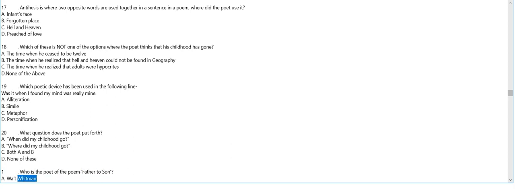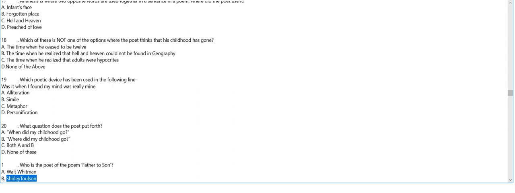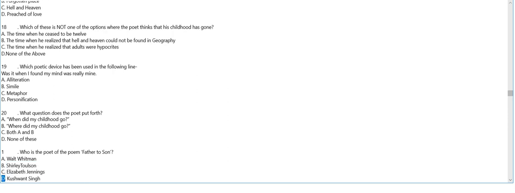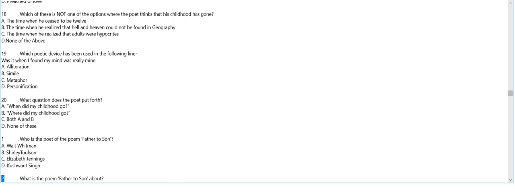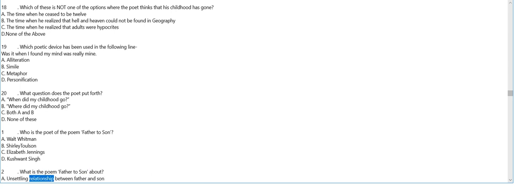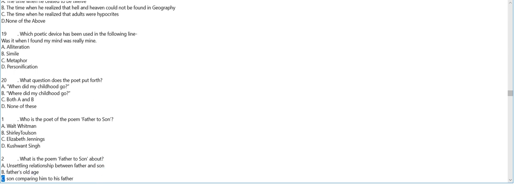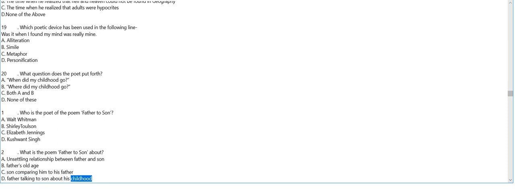A. Walt Whitman. B. Shirley Towson. C. Elizabeth Jennings. D. Khushwant Singh. 2. What is the poem Father to Son about? A. Unsettling relationship between father and son. B. Father's old age. C. Son comparing him to his father. D. Father talking to son about his childhood.